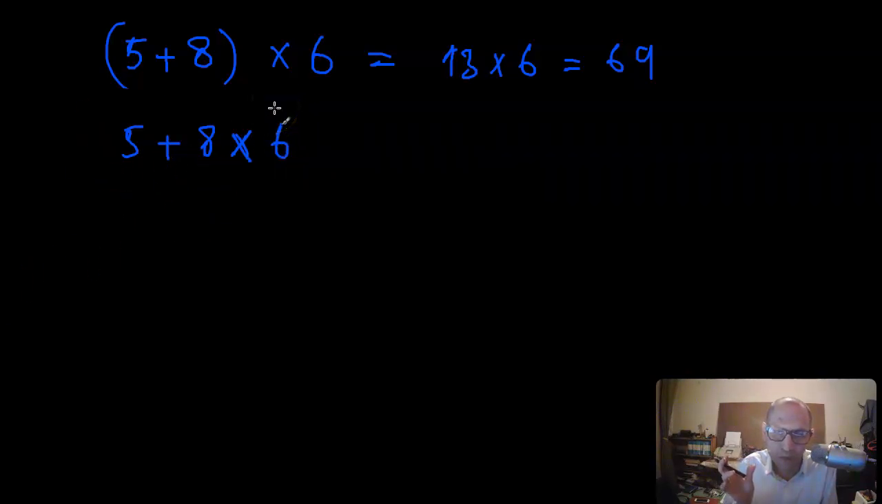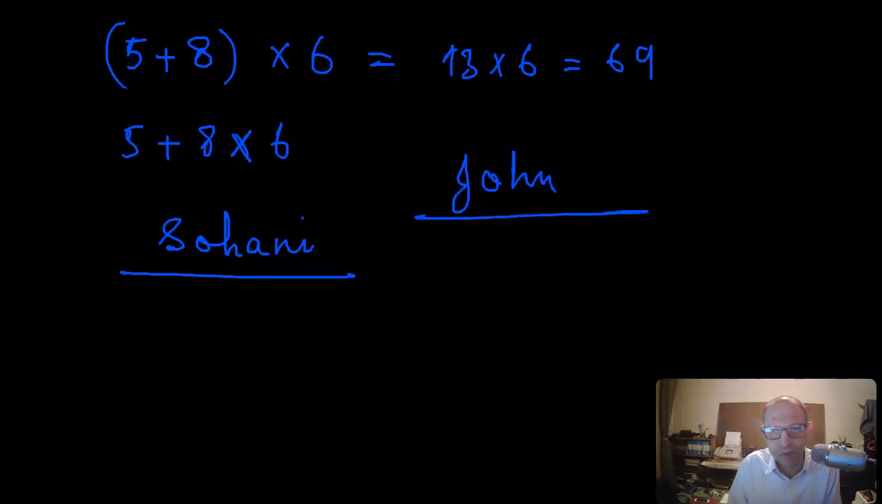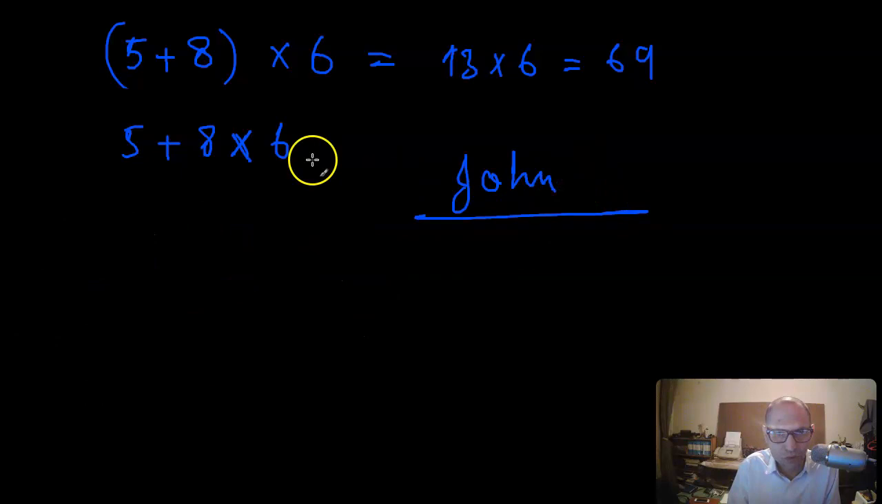Which means that in this case, one hypothetical situation that I can make is that, for example, there is Sohani, who works 8 hours in a day, and he or she, now Sohani, I'm not sure whether that's a male or female name, let's call it John, for example. John works 8 hours in a day and 6 days in a week. So then the total number of hours that he works in a week would be 8 times 6, which is 48 hours.